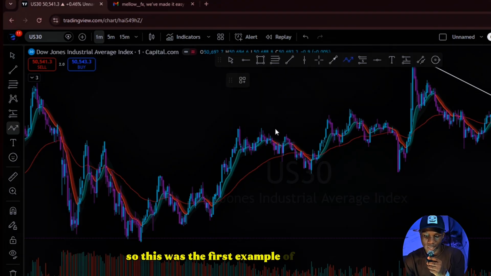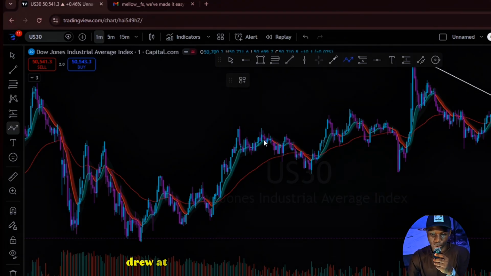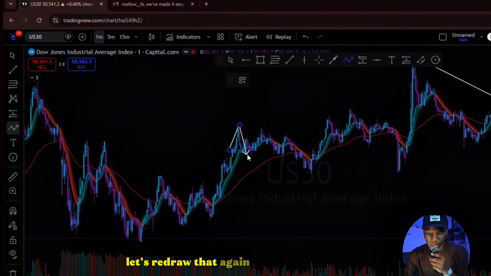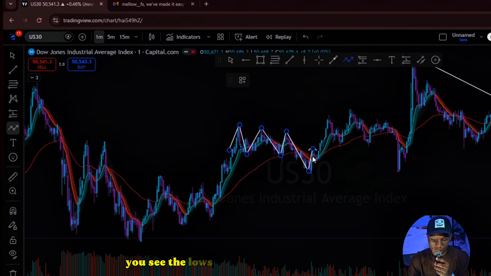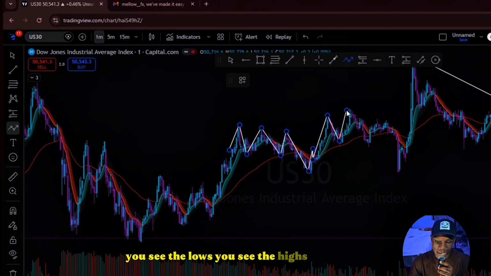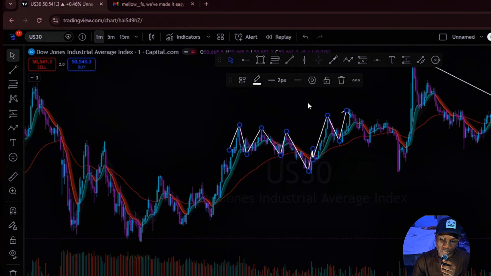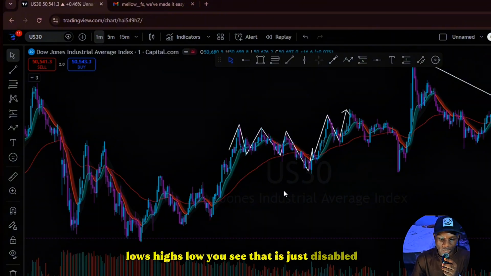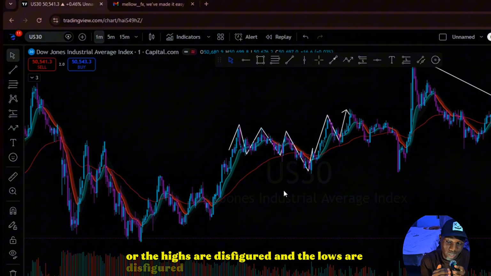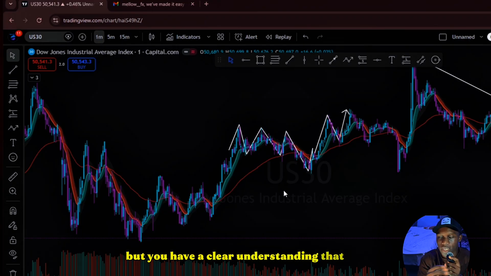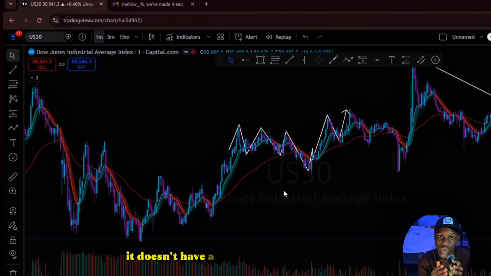Now, this was the first example of consolidation that we drew at the beginning of this lesson. Let's redraw that again. If you notice, this area doesn't have a clear direction. You see the highs, you see the lows, highs, lows, highs, lows. The highs are disfigured, they are not equal, and the lows are not equal as well. So in a consolidation area, the highs sometimes are equal, the lows are equal as well, or the highs are disfigured and the lows are disfigured as well, but you have a clear understanding that the market is ranging sideways. It doesn't have a clear direction.